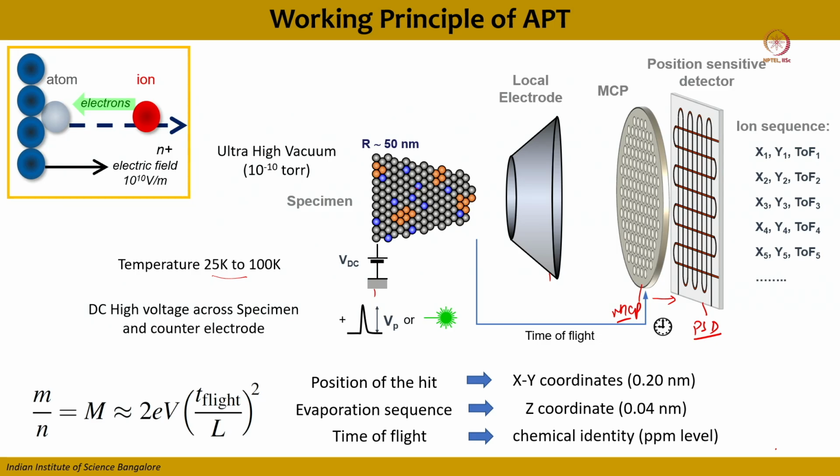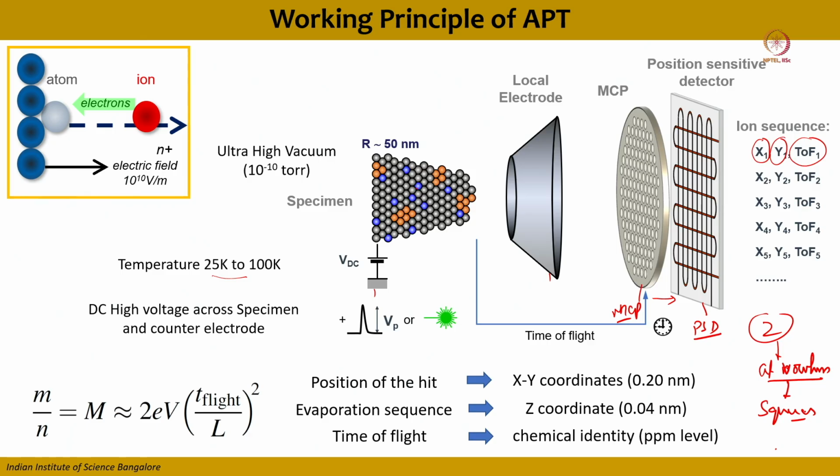These are nothing but conducting wires, and as the electrons hit the wires, they create a pulse. The pulse travels along x1, y1 and x2, y2, and the time recorded in this process can be converted to the position of the hit. So in this process you get the x1 position, y1 position, and the time of flight. Fine, and the z coordinate is measured based on the atomic volume, and it is related to your sequence.